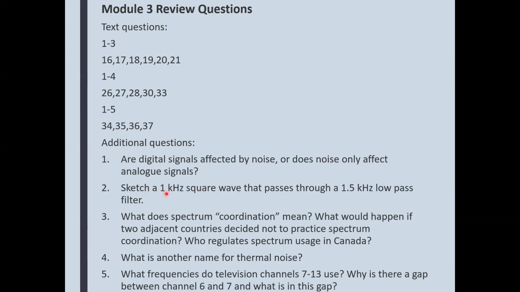Sketch a 1 kilohertz square wave that passes through a 1.5 kilohertz low pass filter. Well, we're going to tackle that too. What's going to happen to the square wave? A 1 kilohertz square wave that passes through a 1.5 kilohertz low pass filter. Remember?